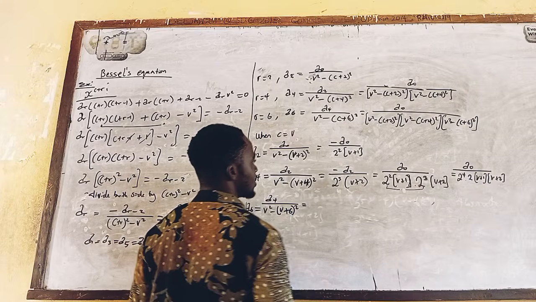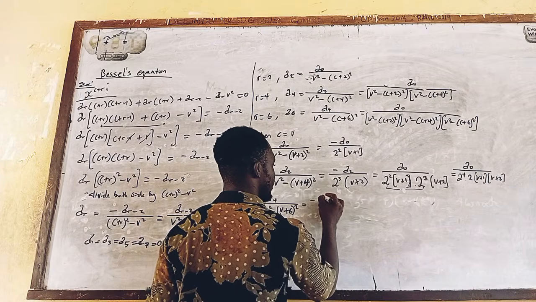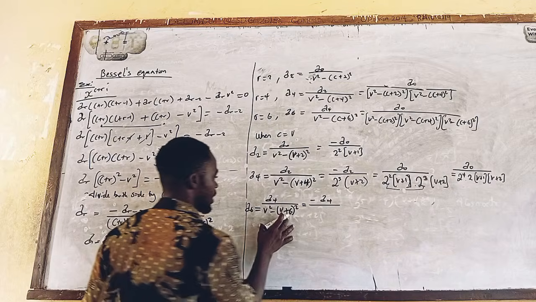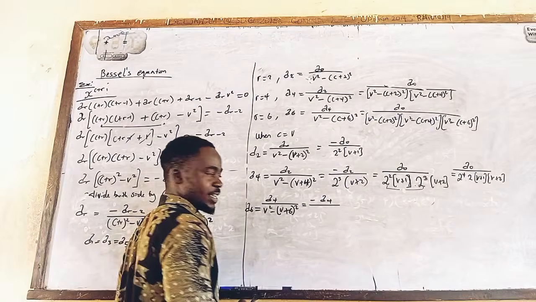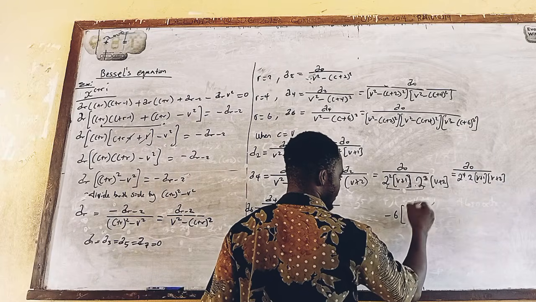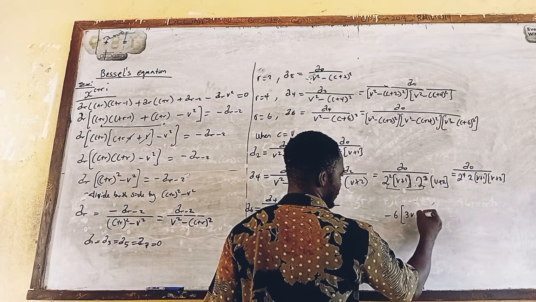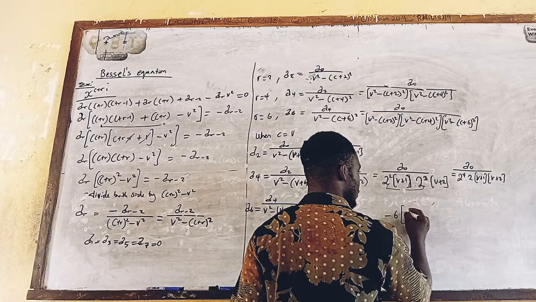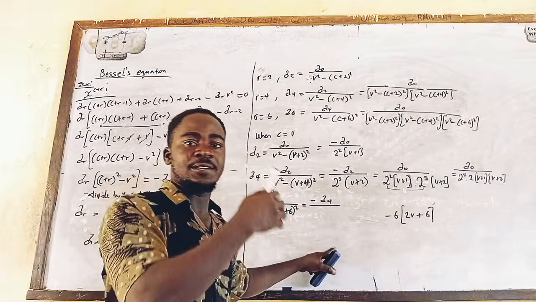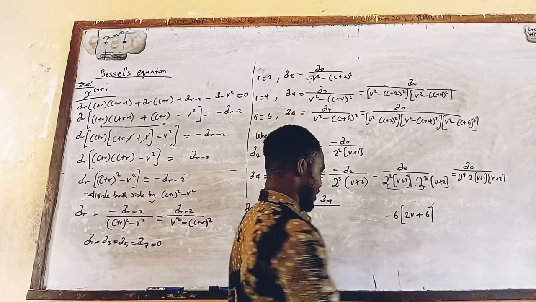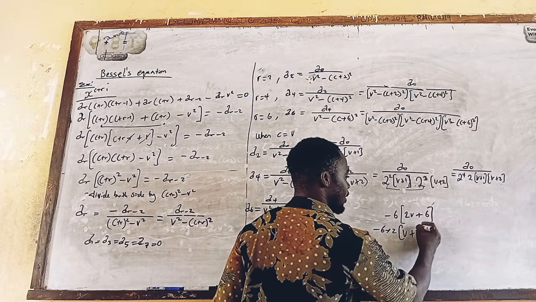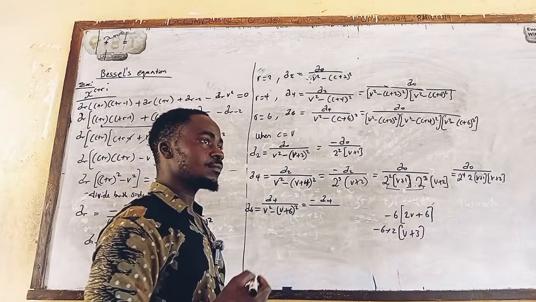So if I do this, I will have minus a4 over, if I solve this the same way we are solving it, we are going to have minus 6 in bracket of 3v plus 2v plus 6. When you solve it the same way we solved the first and second one, we are going to arrive at this. Then we take out this, we have minus 6 times 2. Then v plus 3. This is what we are going to have.